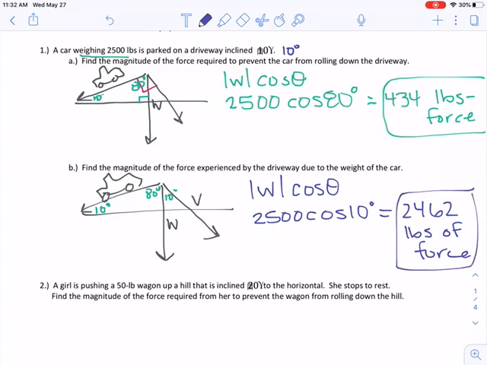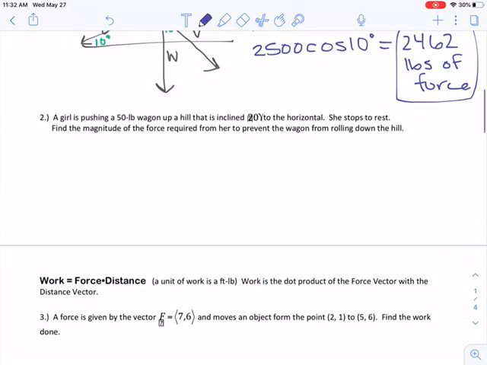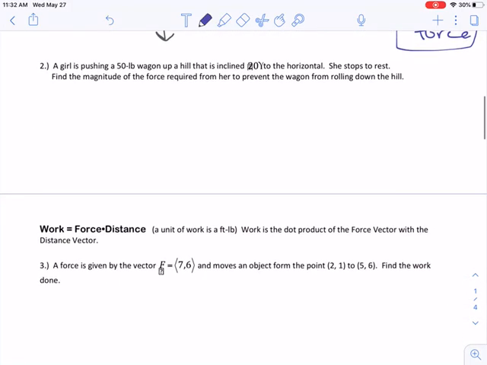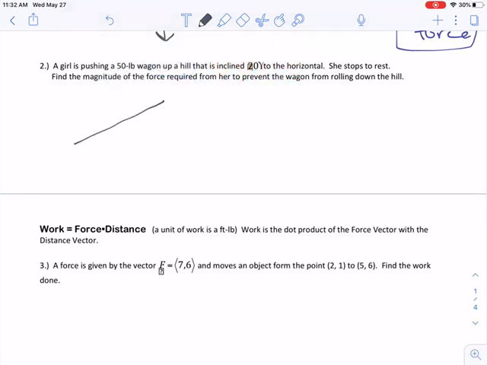Maybe instead we have a girl pushing a wagon. So same idea, let's look at question number 2. It says that a girl is pushing a 50-pound wagon up a hill that's inclined 20 degrees to the horizontal. She stops to rest. Find the magnitude of force required from her to prevent the wagon from rolling down the hill.